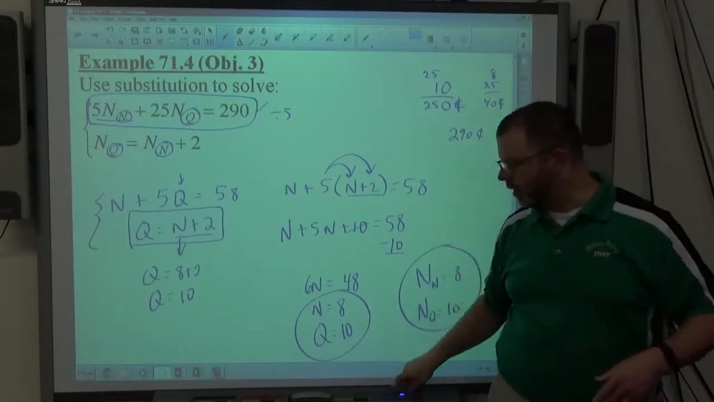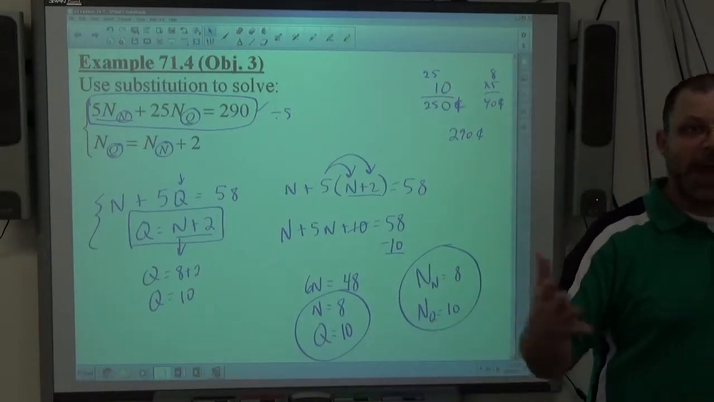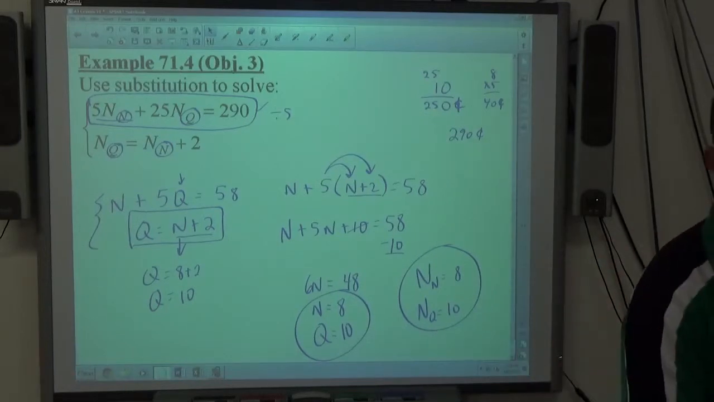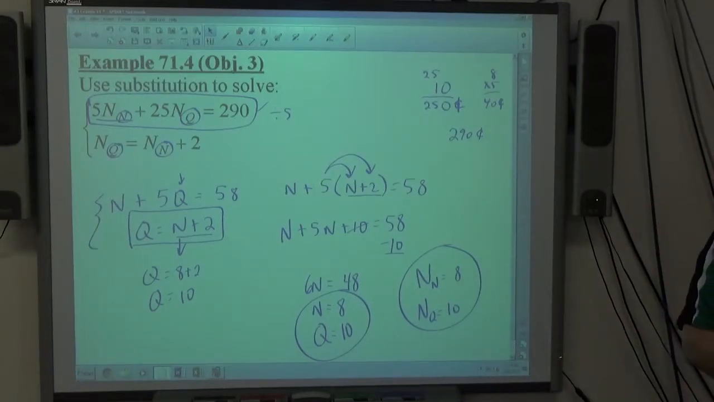So again, that's where we're going with these. They're going to be coin problems. They're going to give us some facts about the coins. We're going to have to write equations to represent those facts, and we can find out exactly how many coins whoever is involved in the problem has.